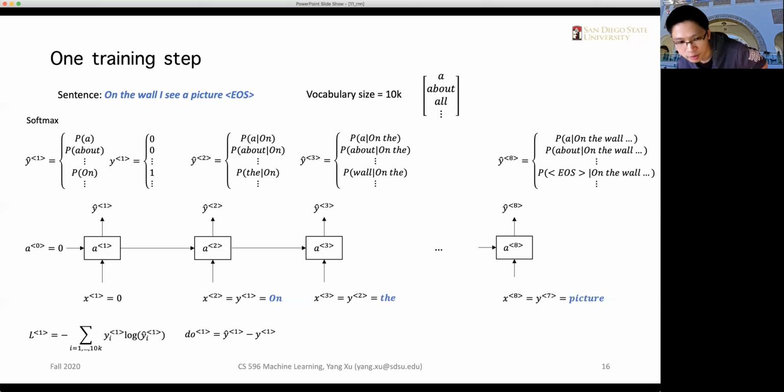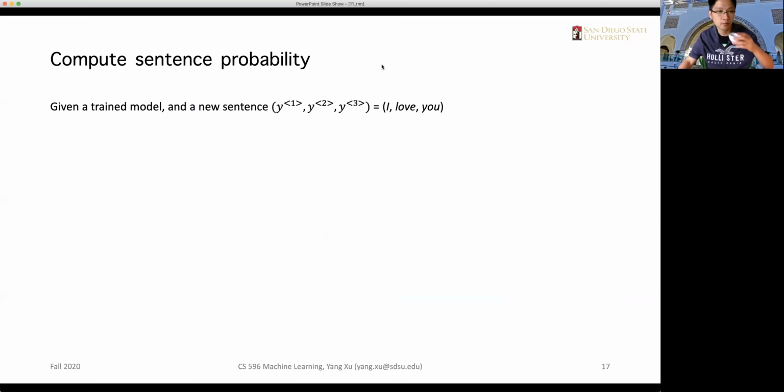Okay, and also, depending on the nature of the network, it's a recurrent network, so the backprop is not a very efficient one. So usually training a recurrent neural language model is not very efficient. Okay, it'll cost you a lot of time. Okay, so now let's look at, given a trained model, what we can do with it.